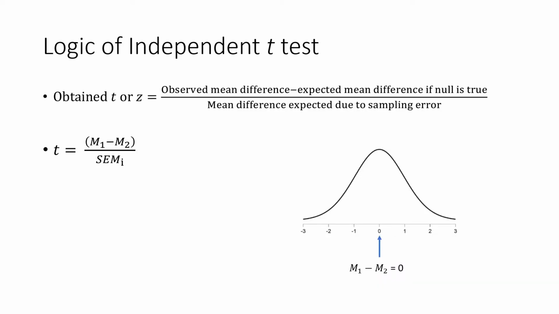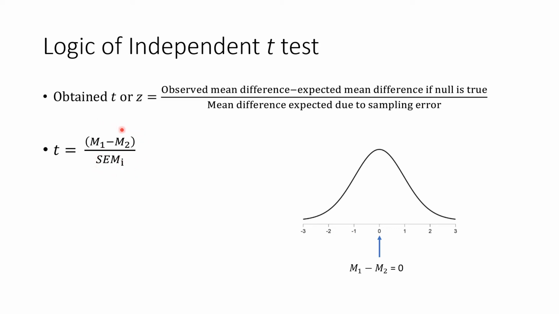The logic of the independent t-test is very similar to the logic of the previous t-tests. You have a mean difference that you observe in the sample, and you're comparing the observed mean difference to what you would expect if the null hypothesis is true. And if the null hypothesis is true, you'd expect the mean difference between the 2 conditions to be 0. So really this term falls out of the equation, and it really just is the observed mean difference over the difference you would expect due to sampling error. And you can see that here. Here's the mean of group 1 minus the mean of group 2 divided by sampling error.